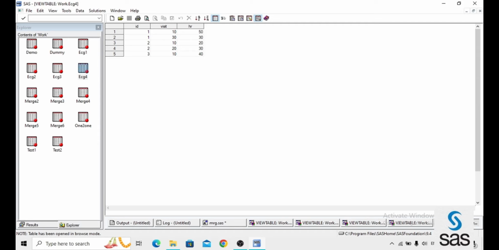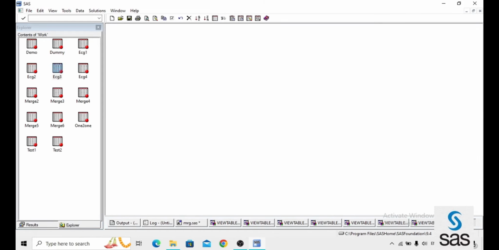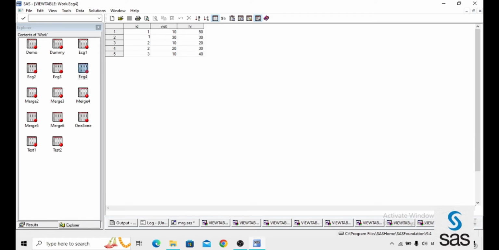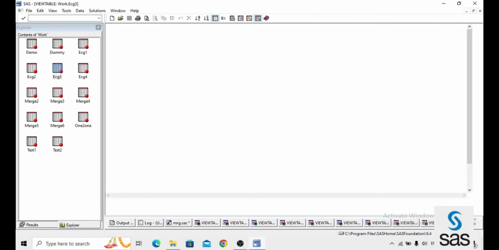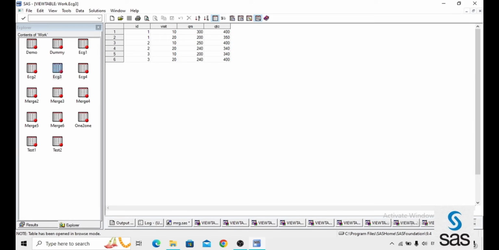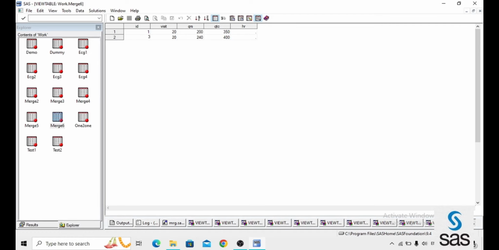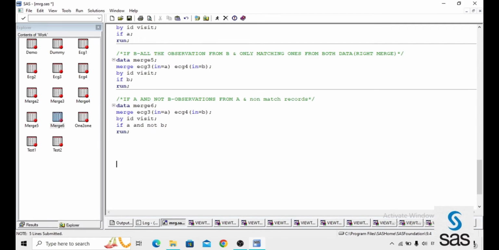Okay, then what are the records in ECG3 that are not matching with B? 320. There is no 320 in B. And what is the next one? 120. There is no 120 in ECG4. And 320. These are the non-matching records from A. That's why in merge6 we get 120 and 320. Did you get it? This is the meaning of if A and not B: observations from A only, those not matching with B.